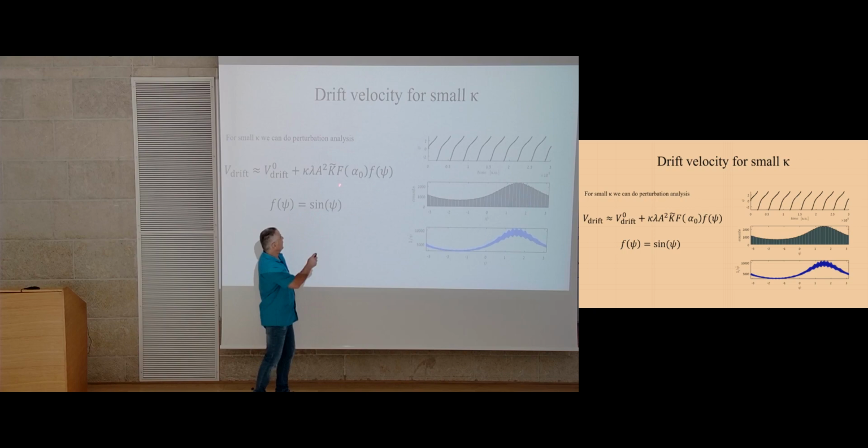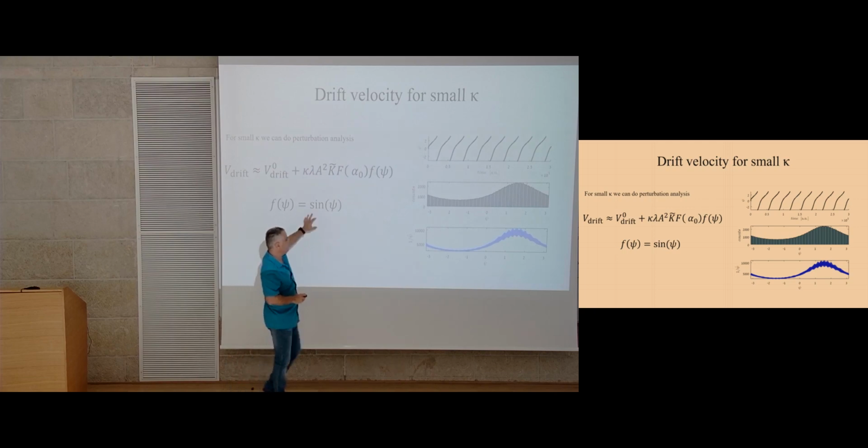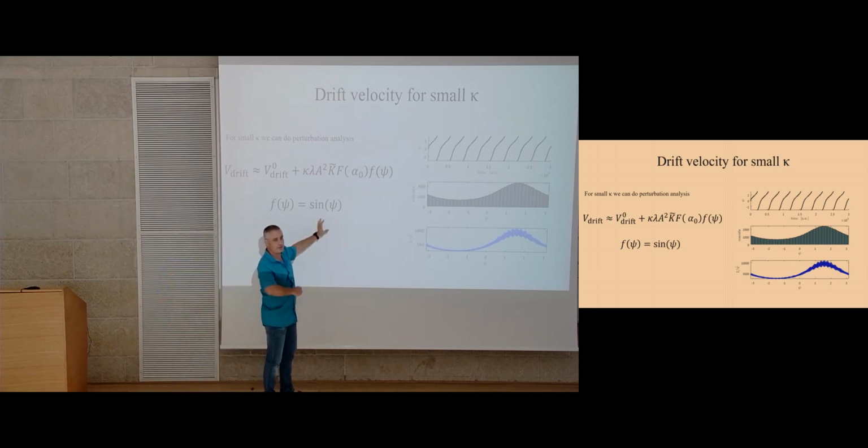For example, if these factors are positive, then the drift velocity will be minimal when psi is minus 10 degrees, which means that in this case, the most likely phase shift will be minus 10 degrees plus a delay. If these factors are negative, then we can get a plus 9 degrees phase shift. So essentially, for a small kappa, this is what you can get, plus or minus 9 degrees up to the delay.